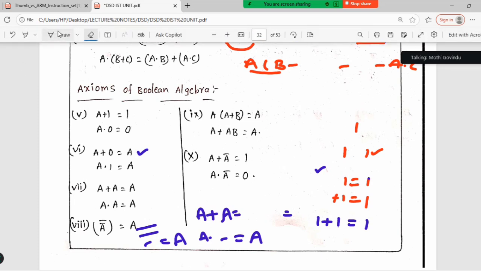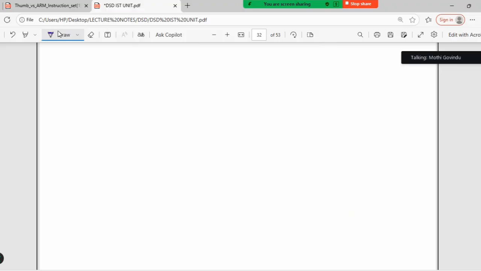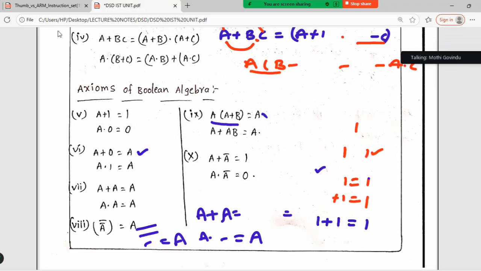Next, we are going to see A into A plus B equals A plus AB equals A only. Just substitute A equal to 0 or 1, you will get the same answer. Very important: A plus A bar equals 1, A into A bar equals 0.